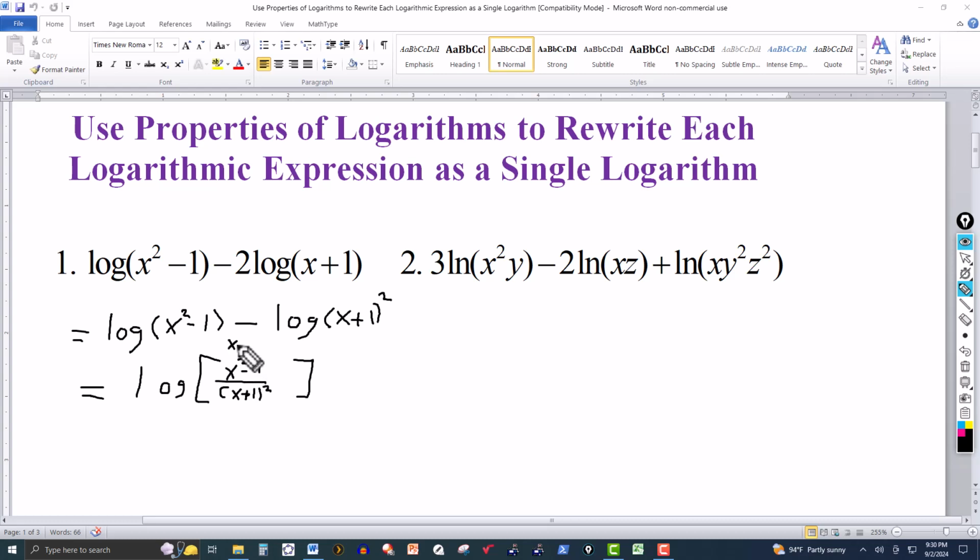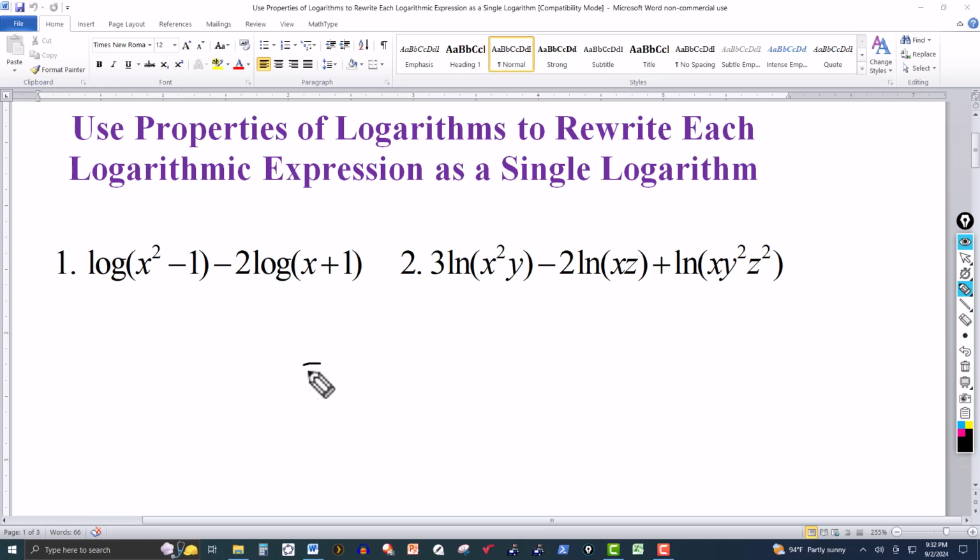And then we can simplify this. X squared minus 1 is a difference of 2 squares, x minus 1 times x plus 1. And here we have 2 factors of x plus 1. So we can cancel one of these with one of these over here. So this will be the log. Again, we cancel one factor of x plus 1 in the numerator, left me with an x minus 1. Canceled one factor of x plus 1 in the denominator, left me with x plus 1. So we've taken the first one, a difference of 2 logs, and wrote it as a single log. The log of x minus 1 over x plus 1. And again, the base is understood to be base 10.